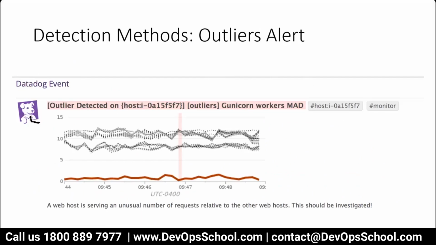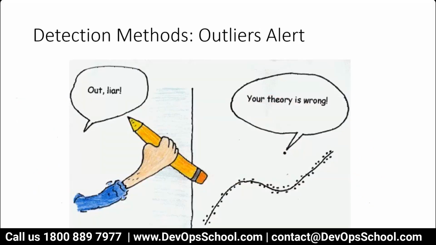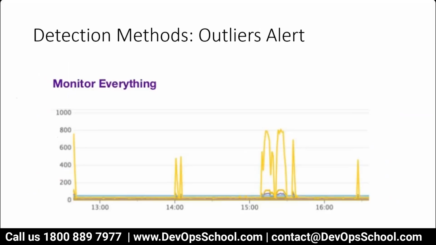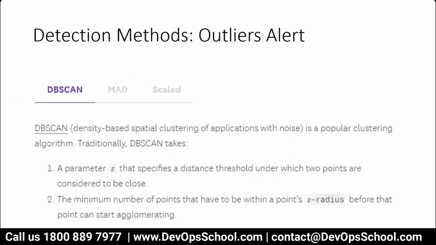Outlier alerts, for a group of machines. If some machines are not behaving well, then outliers. That is also a detection method in Datadog. If you ask me what the algorithms used for outliers are, these are the three mathematical formulas they are using.